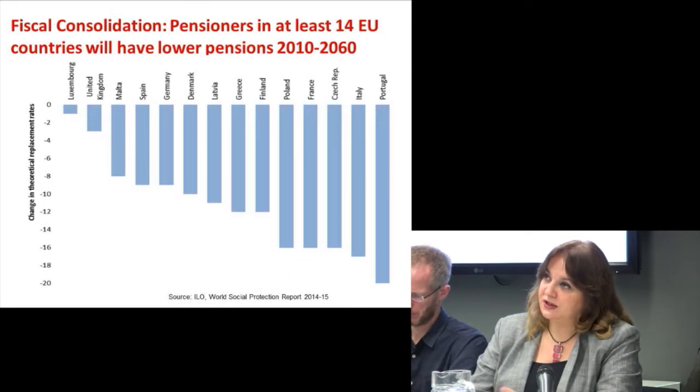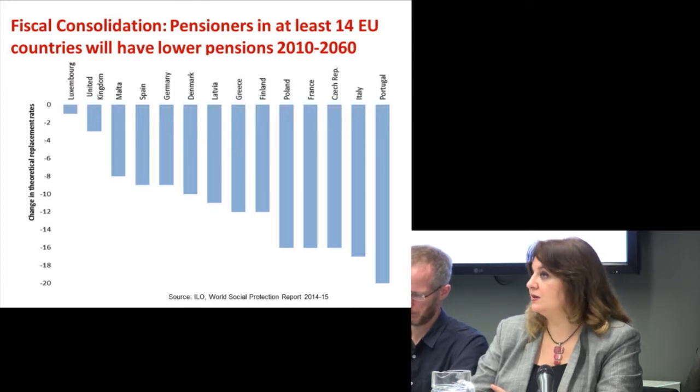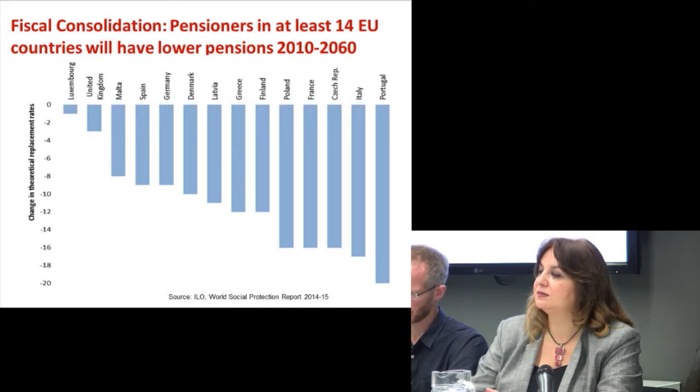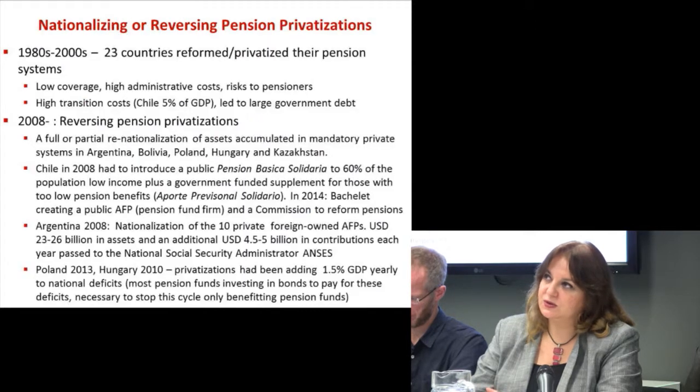And because of fiscal consolidation, when we analyze the trends in Europe, we see that pensioners in at least 14 European countries are going to receive lower pensions in a few decades as a result of the pension benefit adjustments that are being made. So it's nothing to ignore.